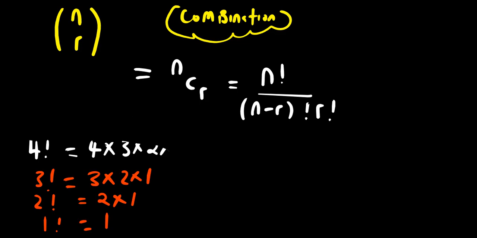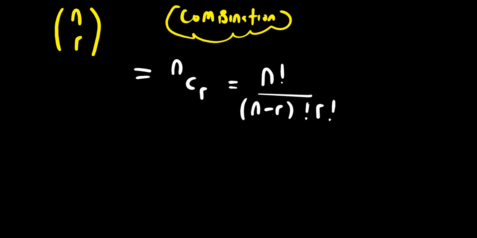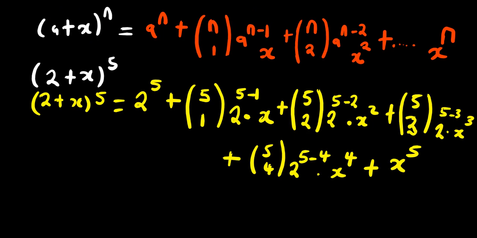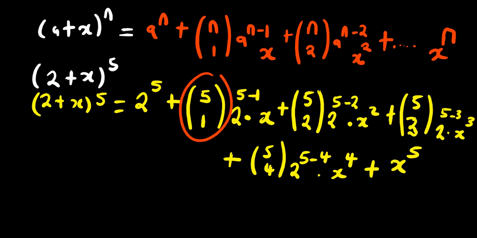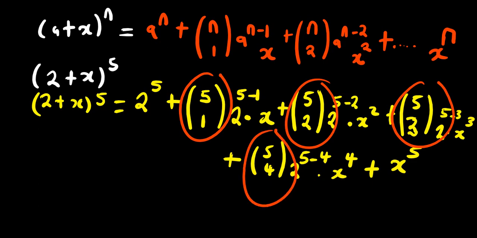Now you are using that formula that we've put. Let's solve using the question that we have. Let me just solve these ones in advance. The first one, we've got 5 choose 1, or 5 combination 1. Then we've got 5 combination 2, 5 combination 3, 5 combination 4. Let me solve these using what we've just talked about.